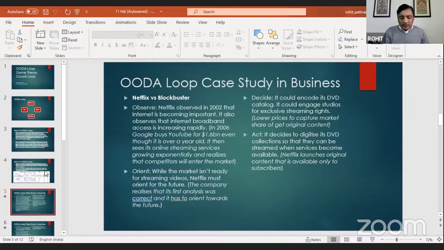Now, what Netflix did is Netflix observed in 2002 that the internet is becoming important. And most importantly, apart from the internet, it was the speed. The broadband speeds were picking up, which allowed streaming of videos. That was a very, very important step. And this is where these guys came in. First, the promoters sat and understood the environment, and they took a call that, look, because net speeds and broadband connectivity are increasing, the way business is being done is going to change.